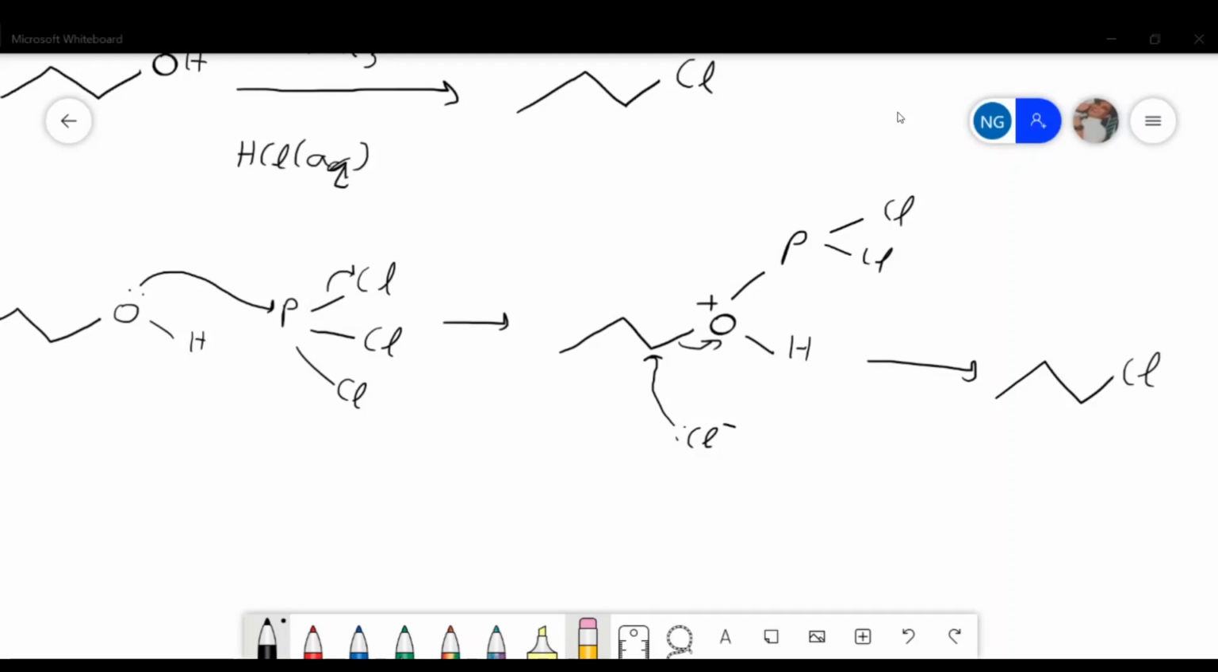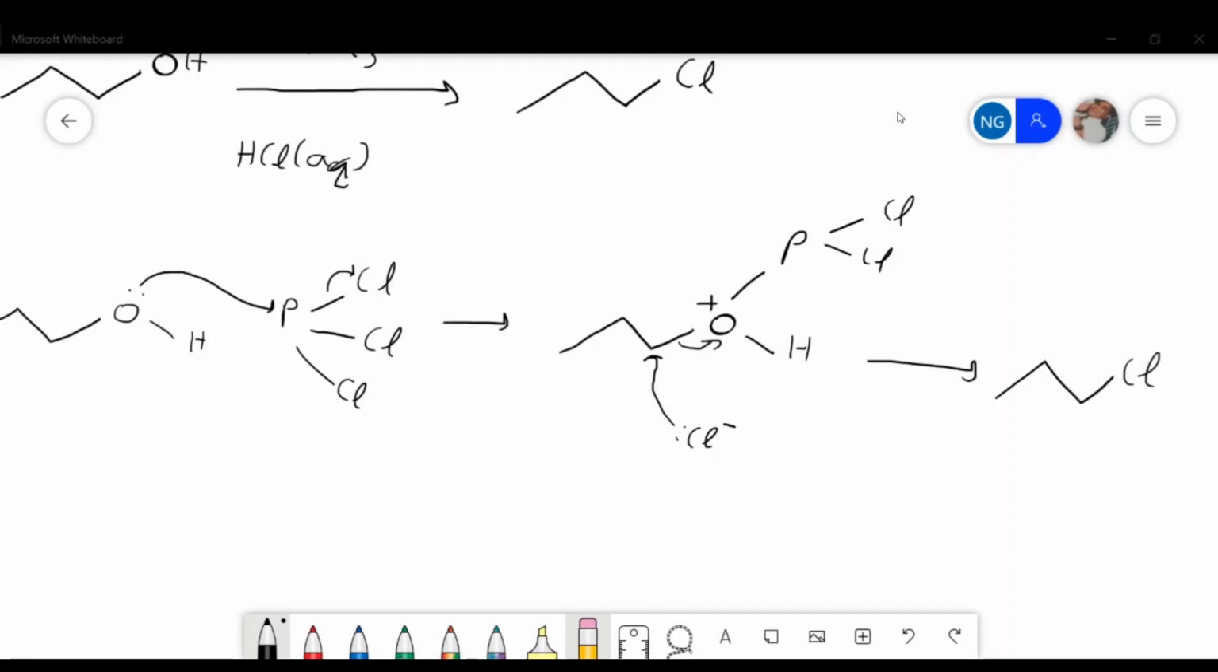Actually, you guys can, if you want, always Google the mechanism for SOCl2. It's actually quite fun and interesting to look at. But fundamentally, it goes by the same principle. You have to create either a better nucleophile or a better leaving group. In this case, the explanation for why PCl5 works better is because it makes the OH a better leaving group.